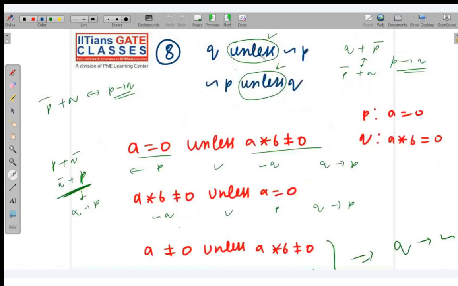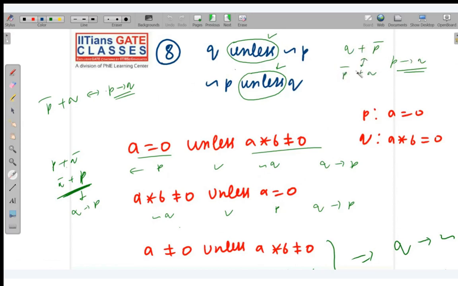Then unless. Unless is just like or. So in English we are using unless, but in case of logic we will use or. So Q unless not P is nothing but Q or not P. Q or not P is nothing but P bar plus Q. So that is P implies Q.